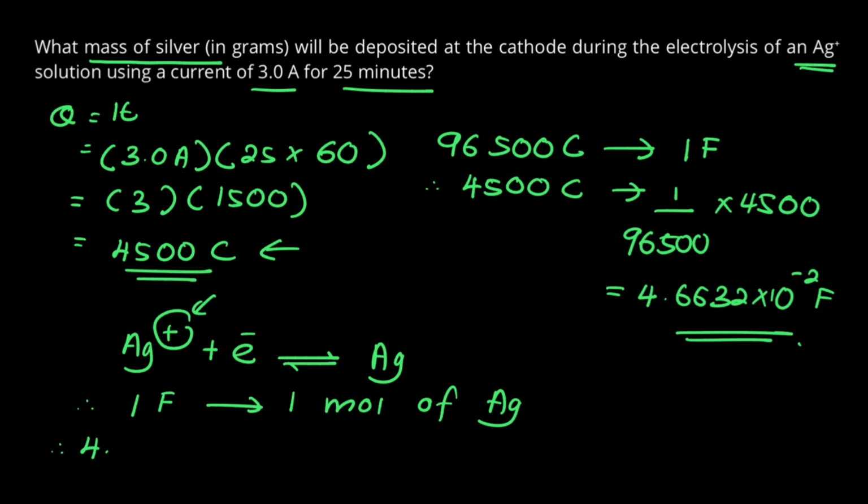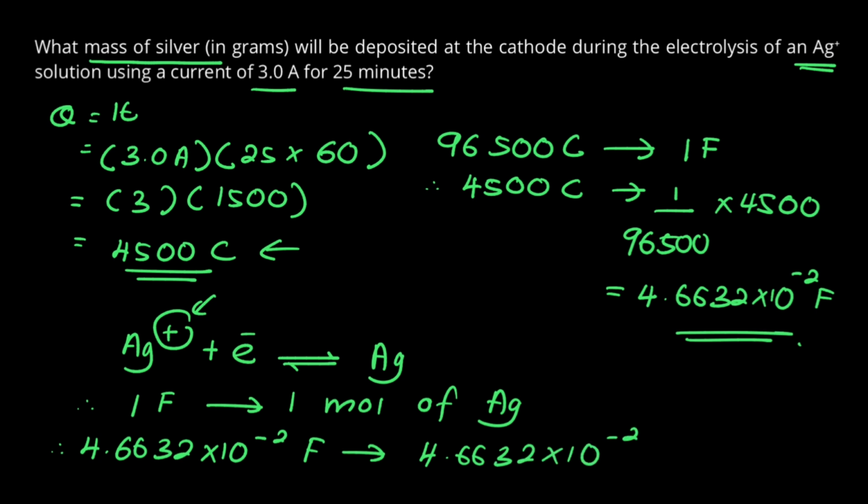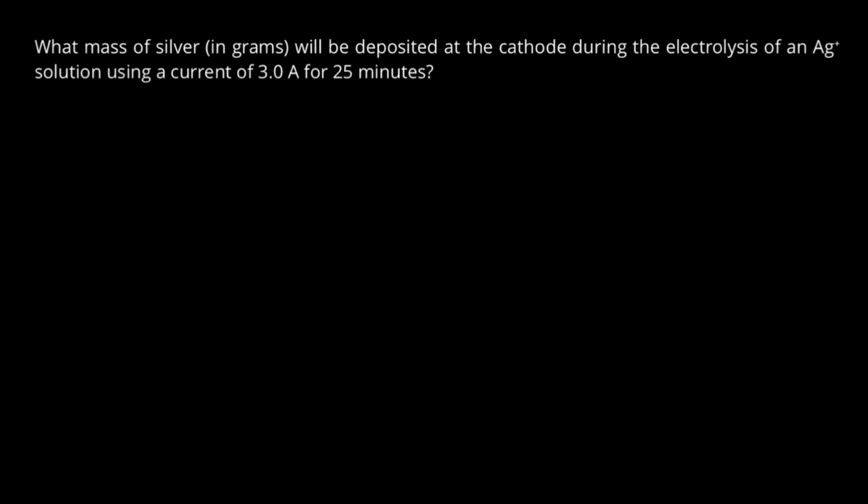So now you have 4.6632 times 10 to the power of negative 2 Faraday. So it's going to be the same, 4.6632 times 10 to the power of negative 2 mole of silver. Alright, in the question, you were asked to find the mass. So you already know that the number of mole of silver that is going to be produced is 4.6632 times 10 to the power of negative 2 mole of silver.